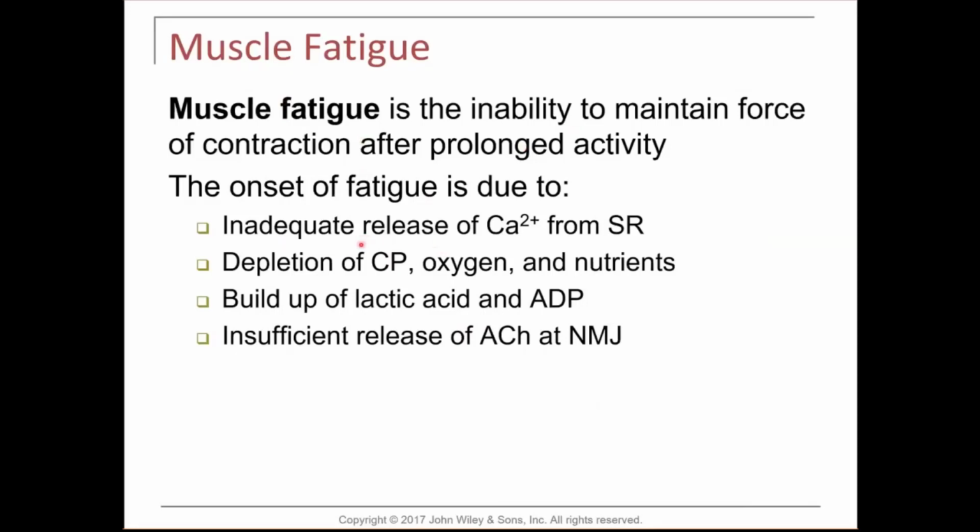And this can happen as a result of no more calcium from the sarcoplasmic reticulum. There's no more creatine phosphate, oxygen, or nutrients necessary for metabolism to occur. Or if you have a lot of lactic acid building up and a lot of dead batteries accumulating, that tells your body that you've contracted your muscles a lot and produced a lot of waste products. Cut it out at this point. Your muscles are basically going to say, okay, there's no energy left and there's a lot of waste products accumulating. And insufficient release of acetylcholine at the neuromuscular junction. Well, we know what happens when this happens. There's no excitation taking place then. If there's no acetylcholine, there's no way for me to excite the muscle fiber.